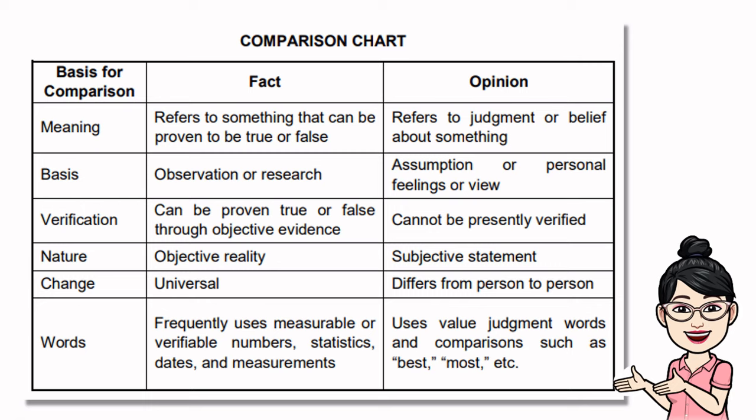Verification: fact can be proven true or false through objective evidence. Opinion cannot be presently verified. Nature: fact, objective reality. Opinion, subjective statement. Change: fact, universal. Opinion differs from person to person. Words: fact frequently uses measurable or verifiable numbers, statistics, dates, and measurements. Opinion uses value judgment words and comparisons such as best, most, and others.